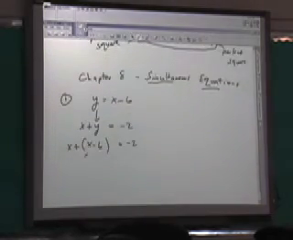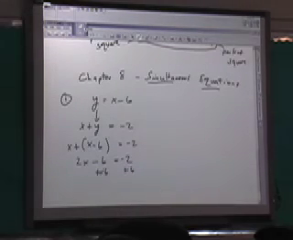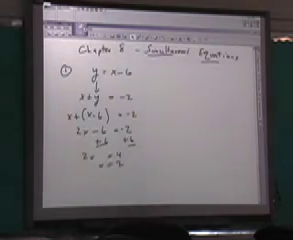And then I solve for x. So I've got 2x minus 6 equals negative 2. I add 6 on both sides. I get 2x equal to 4 and x equals 2. But I'm not done until I get the y as well. So how do I get y?